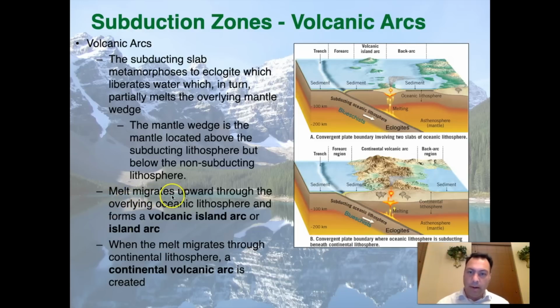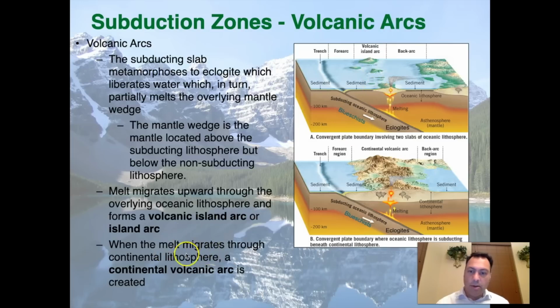So melt migrates upward through the overlying oceanic lithosphere and forms a volcanic island arc, or what we also call an island arc. So this is how you form an island arc. So here we have oceanic lithosphere being subducted beneath oceanic lithosphere. So you're going to create islands.